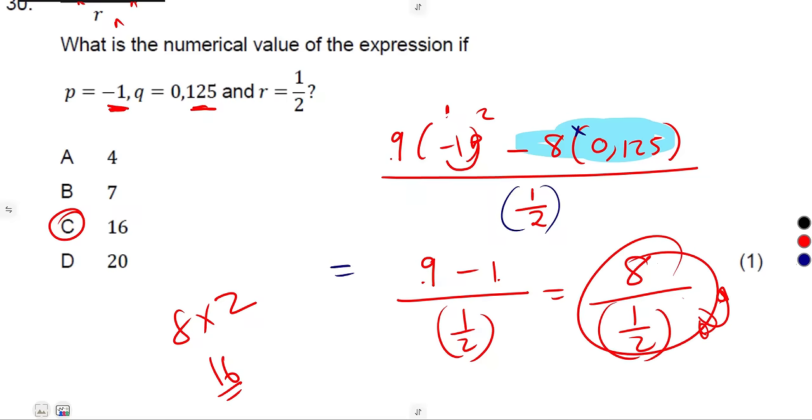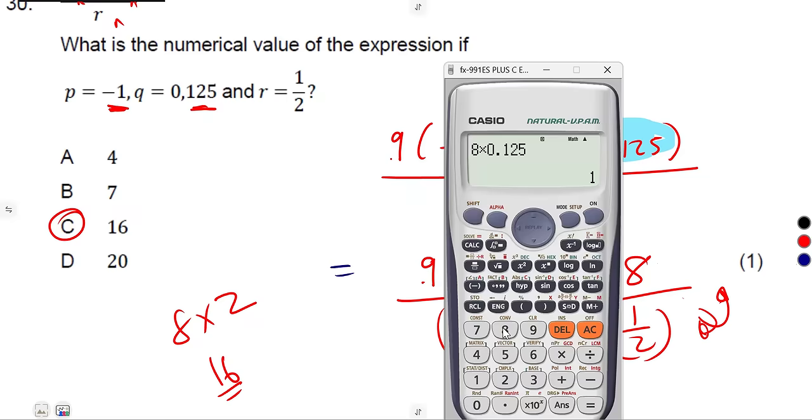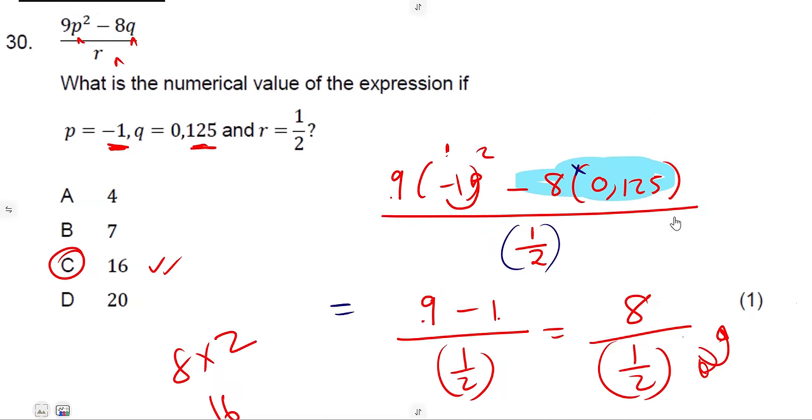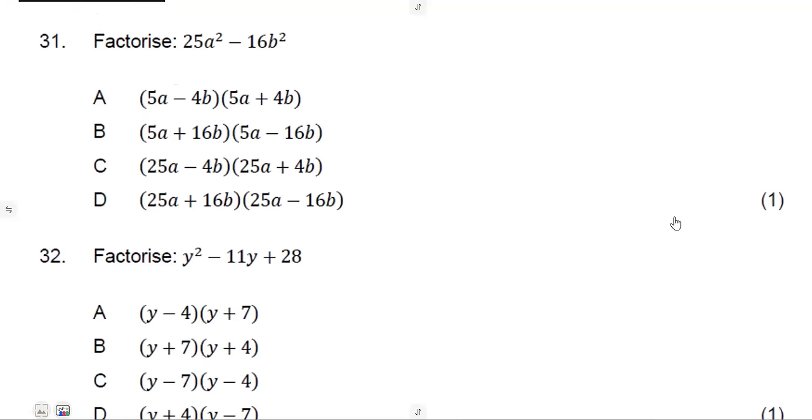Or just use a calculator here to divide 8 over that. 8 over what? 1 over 2. Guys, you are told to use calculators, isn't it? So use it. So that is it. It was going to give us 16, which is C. So that was our question 30. Then 31, factorize. Given a difference of 2 squares, 25 is a perfect square, a squared is a square, guys. Simply look for what? Their square roots. The square root of 25, which is 5. The square root of a squared, which is a.